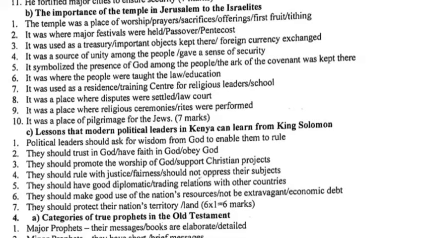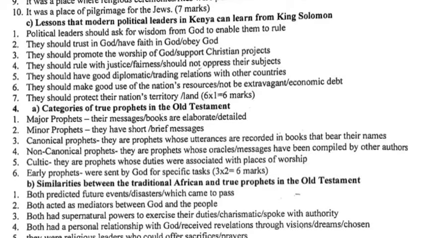3c. Lessons that modern political leaders in Kenya can learn from King Solomon. Political leaders should ask for wisdom from God to enable them to rule. They should trust in God. They should promote the worship of God. They should rule with justice.